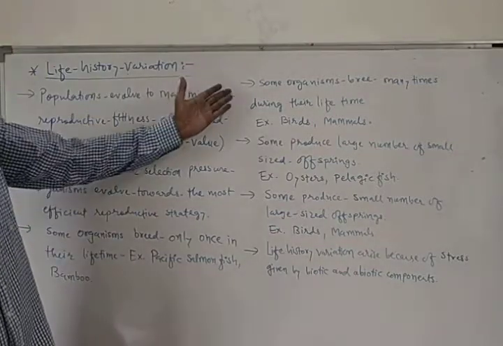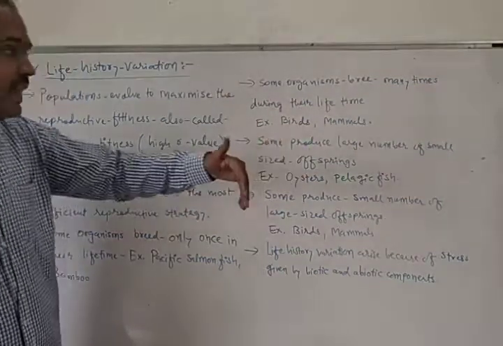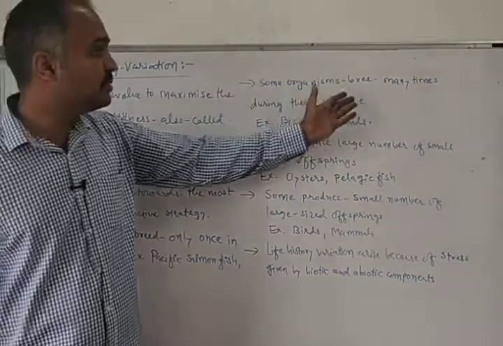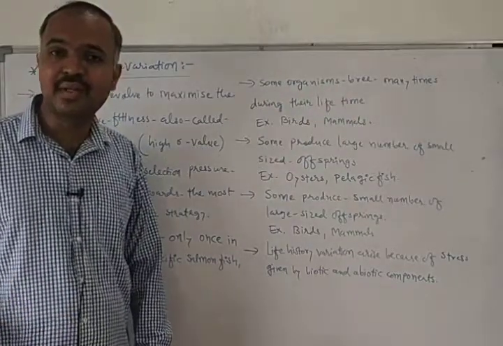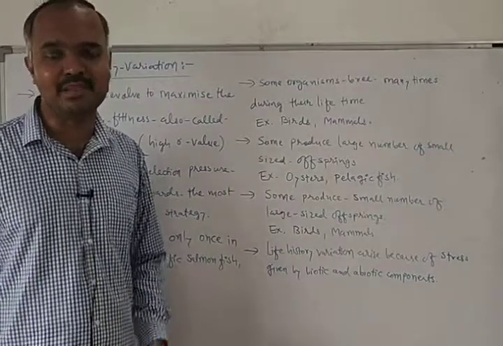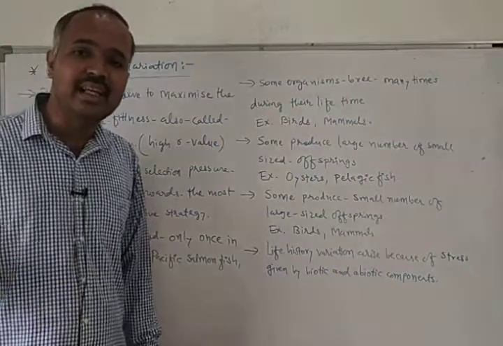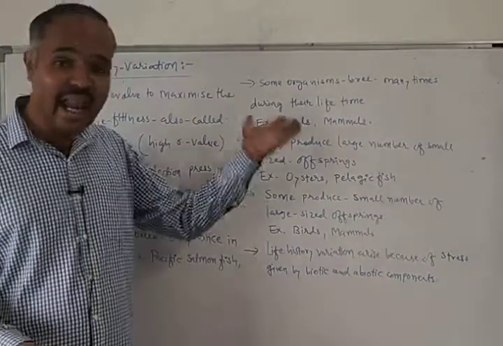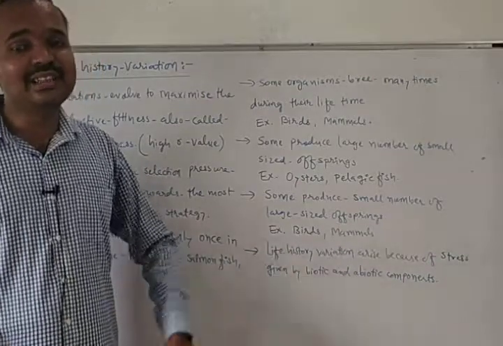Okay, let's talk about another reproductive strategy developed by other organisms. Some organisms breed many times during their lifetime, for example birds and mammals. Birds and mammals can breed many times during their lifetime. That is their reproductive strategy, developed because of natural selection pressure.